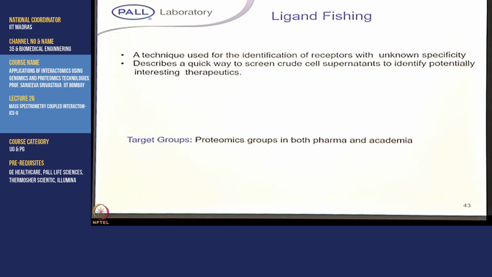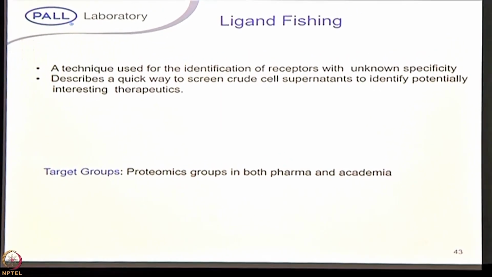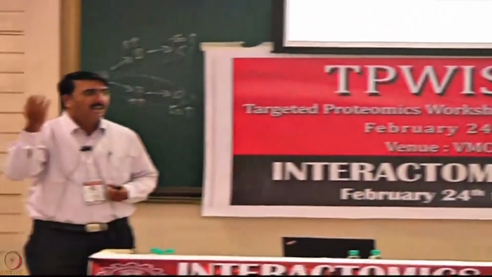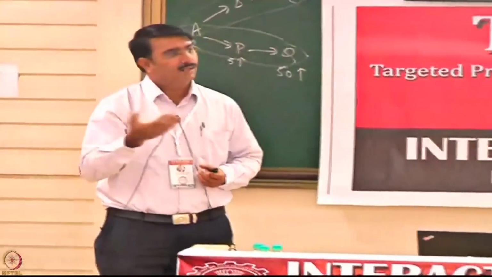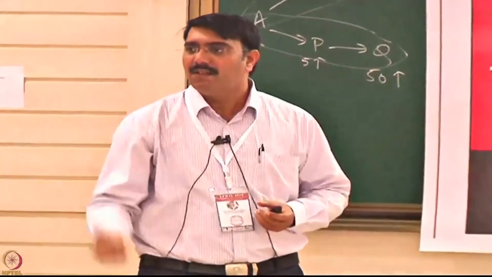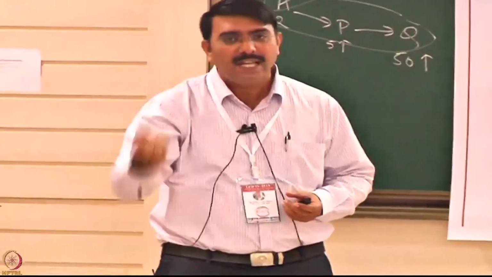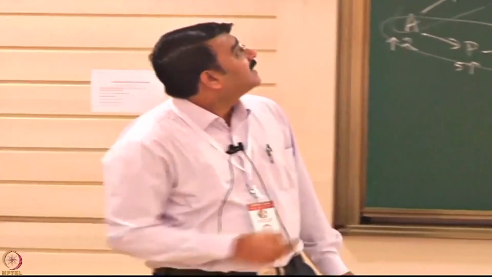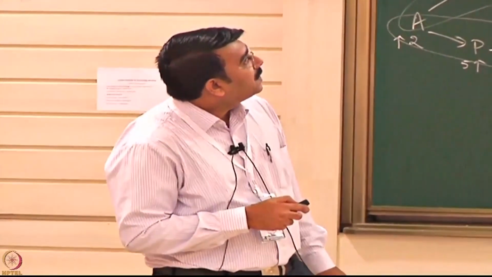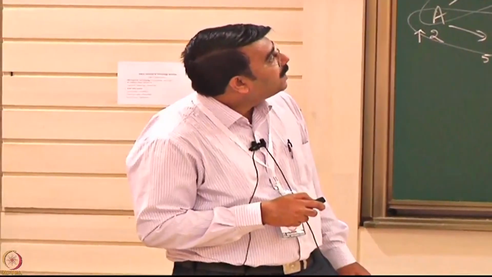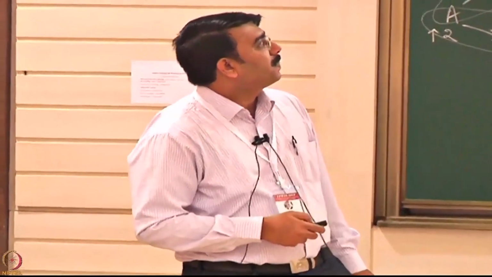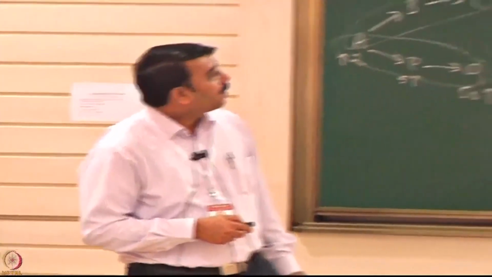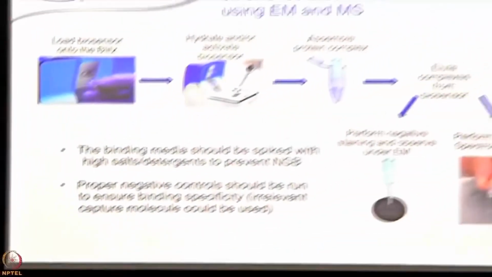What exactly is ligand fishing? Suppose you don't know which protein is interacting with your protein of interest. You immobilize the protein of interest on the sensor surface and put it into cell extracts or lysates or anything. Whichever protein is binding to the sensor surface, you can elute it and then go for mass spec studies. In one example I am showing, you dip it and then elute the bound components, and you can go for electron microscopy or mass spec studies.